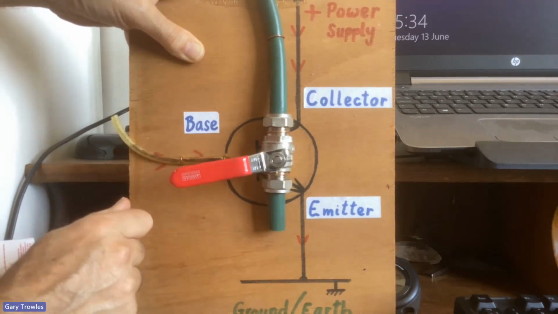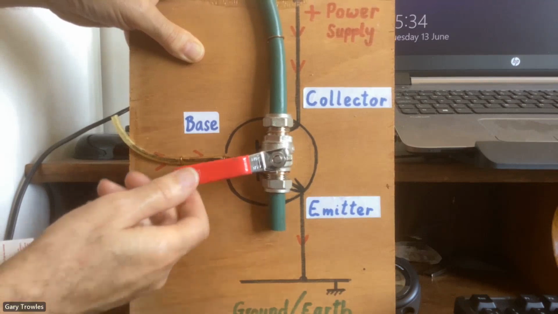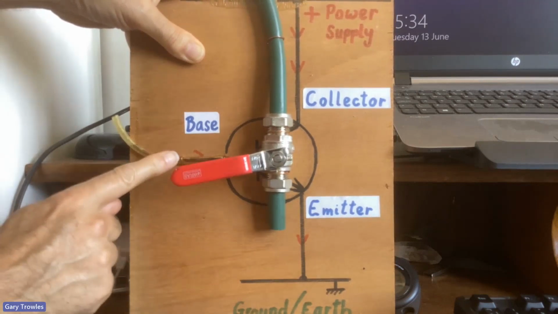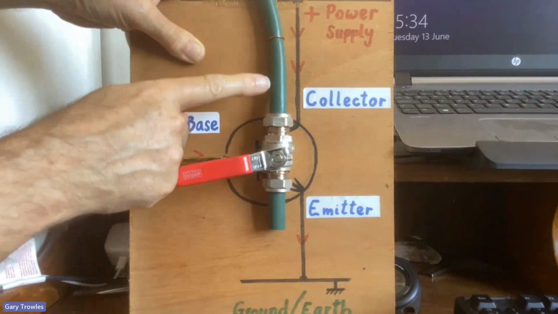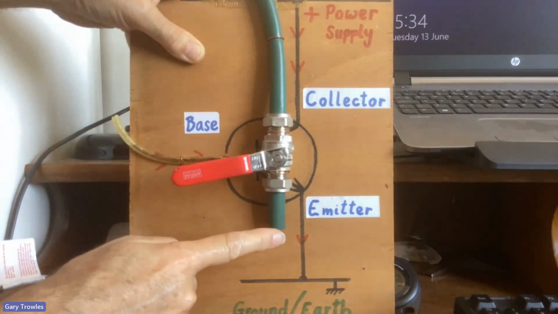Currently the transistor is in cut-off region. The transistor is completely off, no voltage on the base, no current flowing from the collector to the emitter.